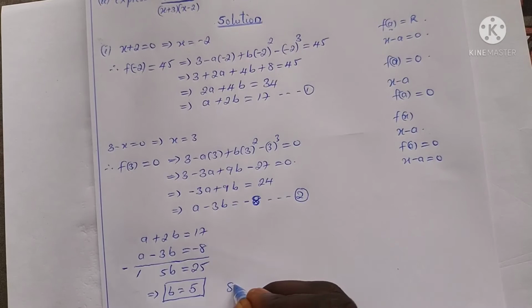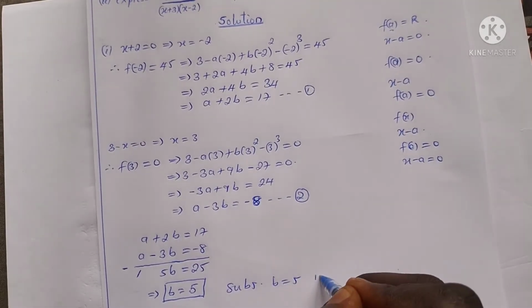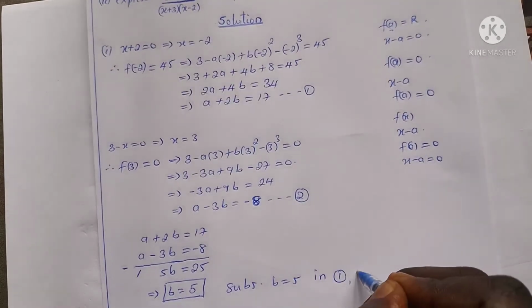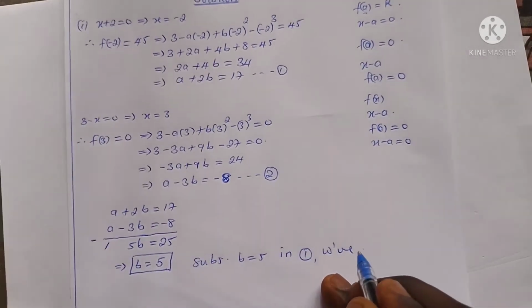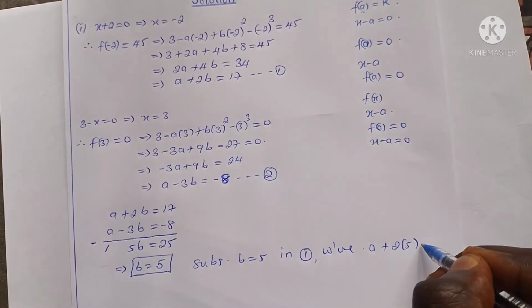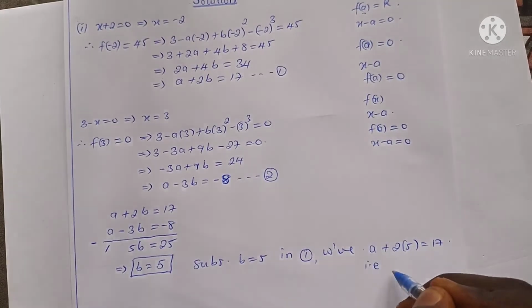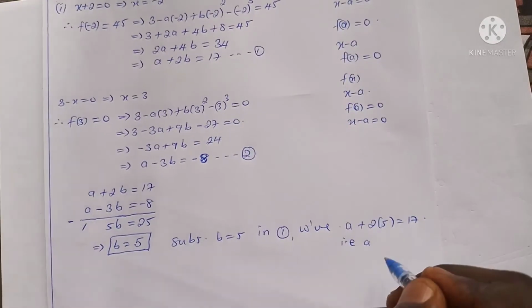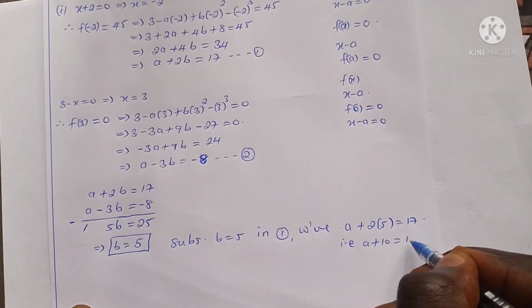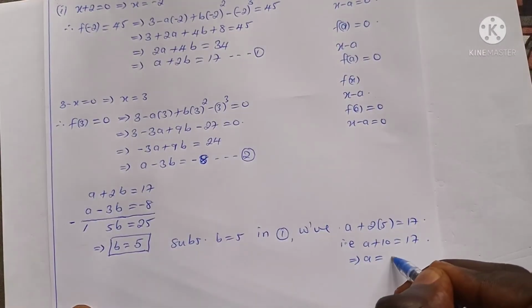And if you substitute this b equal to 5 in equation 1, we're going to obtain a plus 2 times 5, which is equal to 17. That is, a plus 10 must be 17. And if you subtract 10 from both sides, we're going to have a to be 7.